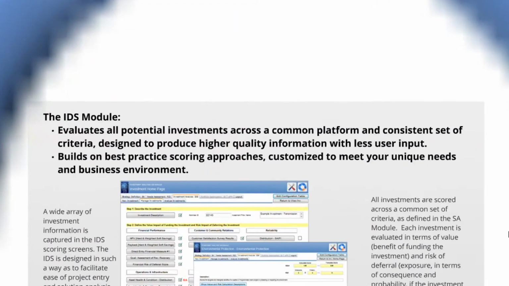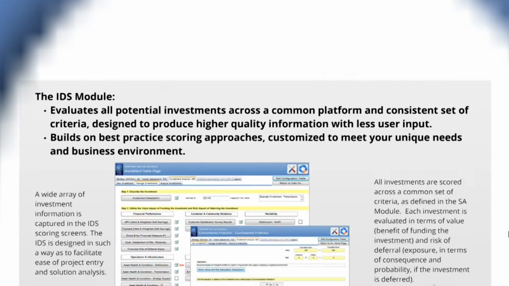The Investment Definition and Scoring, or IDS module, provides a common platform for evaluation of all investments. It's designed with inferential logic so that only the necessary information is collected and the scores are assembled behind the scenes, consistently across all investments. Examples from other companies across the world can be used as a starting point in determining the customized configuration that's a unique fit to each company.